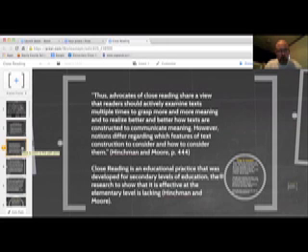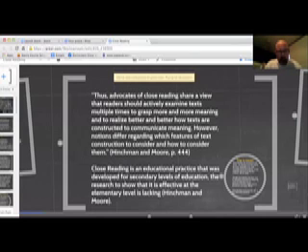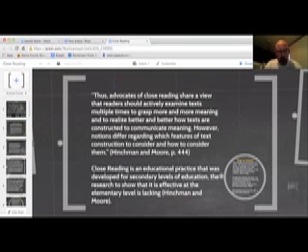Thus, advocates of close reading share a view that readers should actively examine text multiple times to grasp more and more meanings and to realize better and better how texts are constructed to communicate meaning. However, notions differ regarding which features of text construction to consider and how to consider them. Close reading is an educational practice that was developed for secondary levels of education. The research to show that it is effective at the elementary level is lacking.